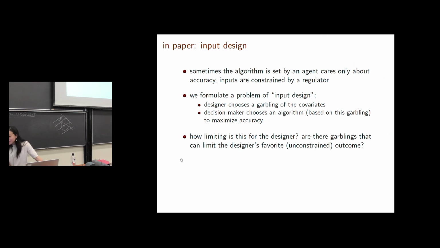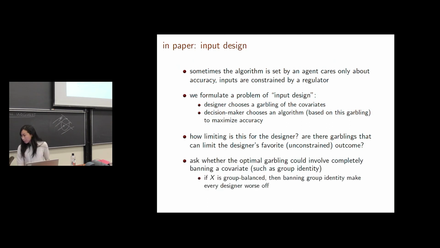Are there algorithms that can implement the designer's favorite unconstrained point? And actually the answer here turns out to be sort of generally yes. There are weak conditions that guarantee that whatever favorite point you had, you can choose a garbling that's going to get the agent to actually implement that.